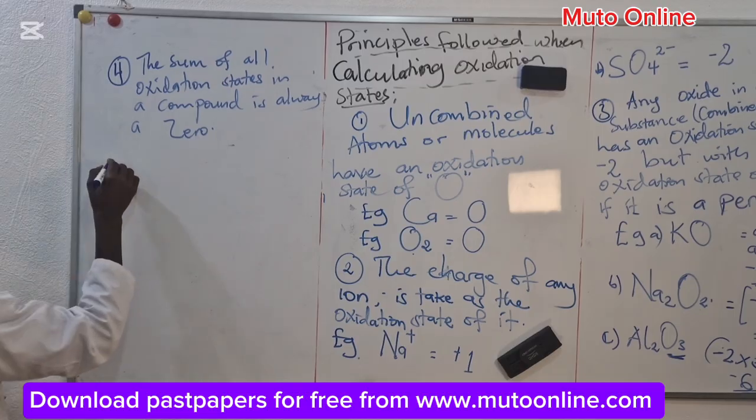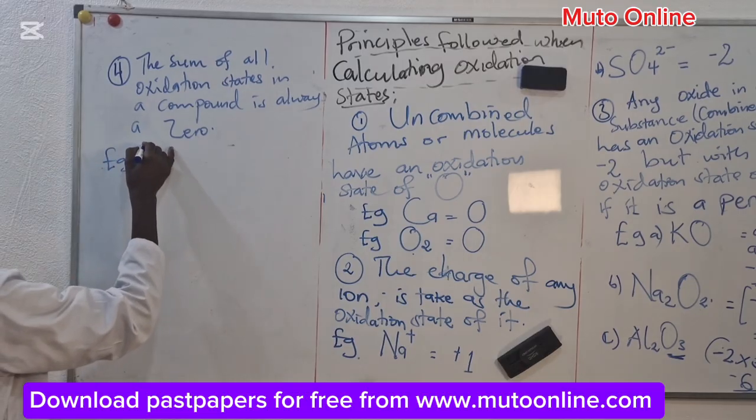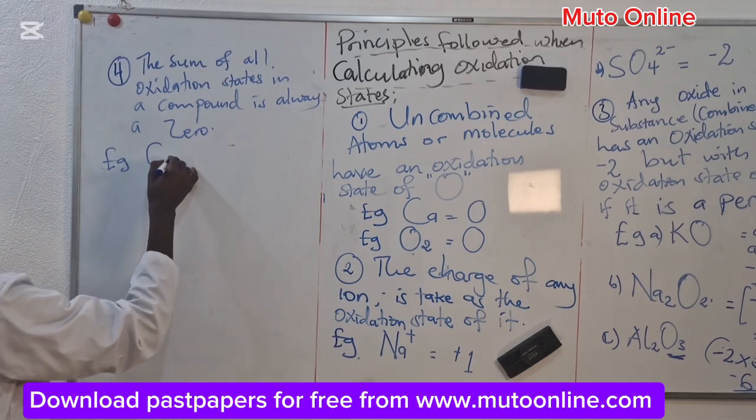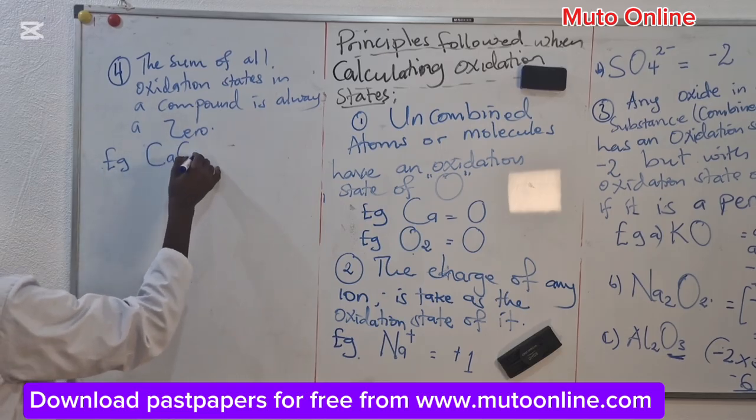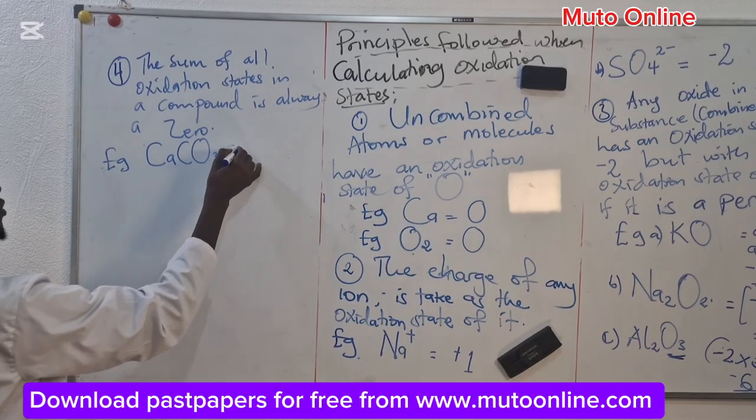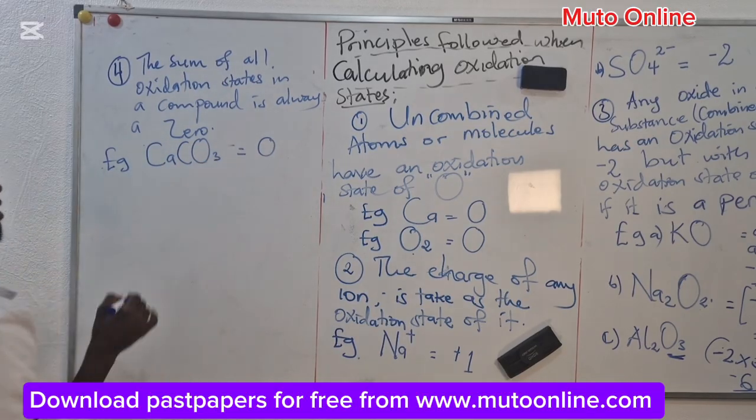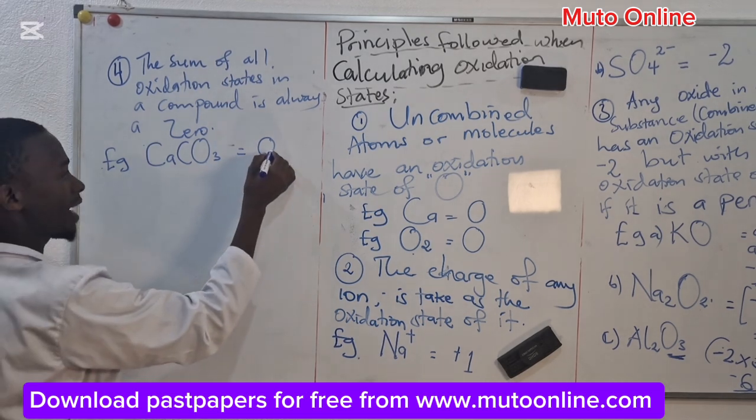For example, if we add up all the oxidation states of the individual atoms in this compound, calcium carbonate, we shall always get a what? A 0. So this is going to be crucial in our calculations.